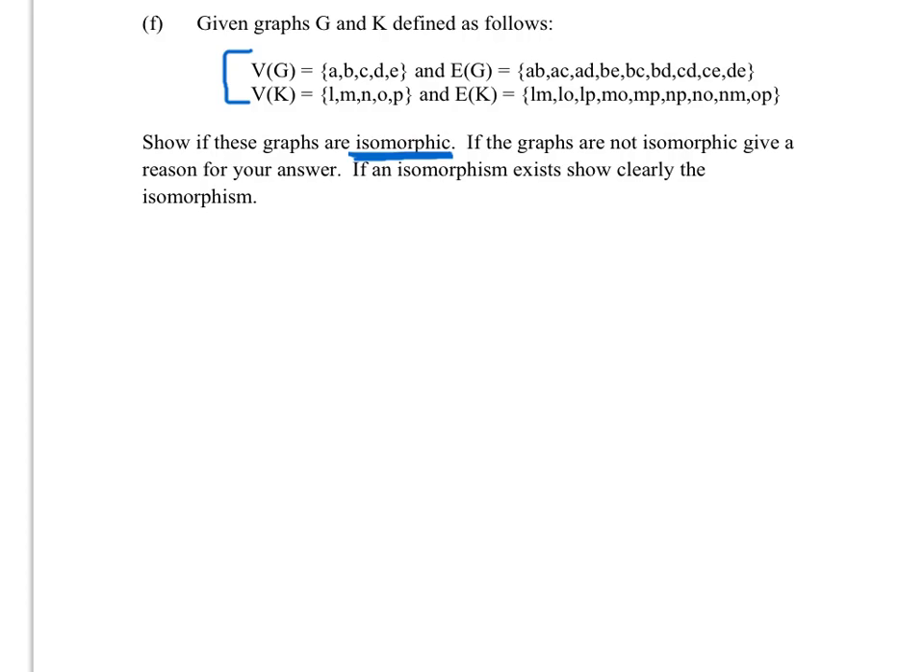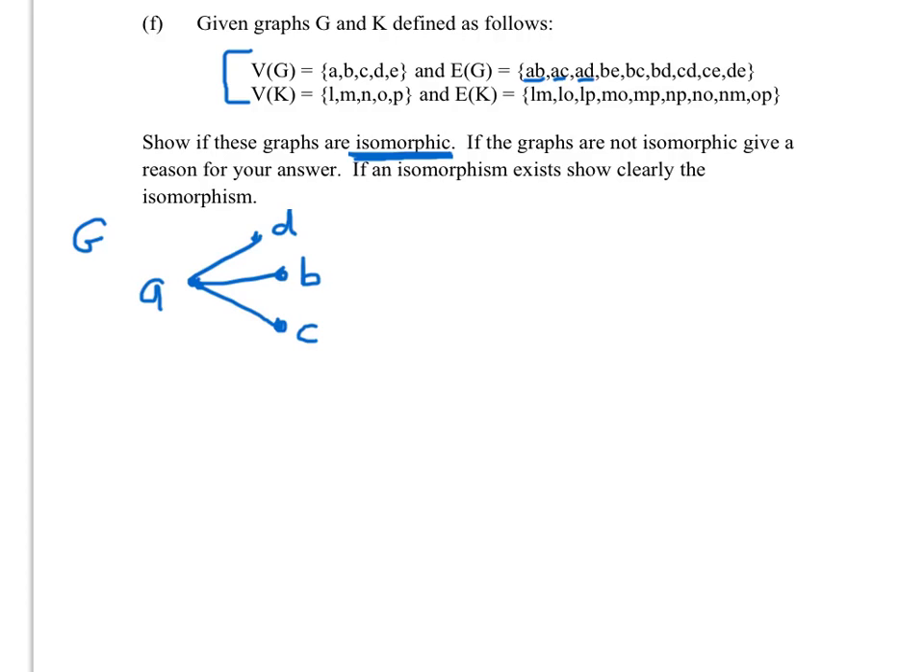So my first task is going to be to draw both graphs. So I'm going to draw graph G here. So I've got a vertex A, and A is connected to B. You can see that in my edge set. A is connected to C, and A is connected to D. Doesn't matter how you draw it. Okay. Continue on.